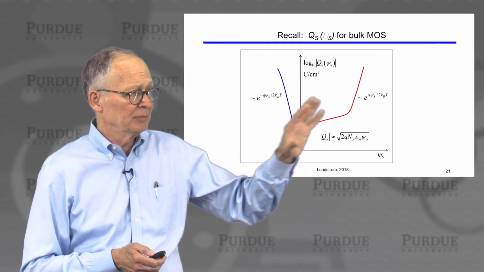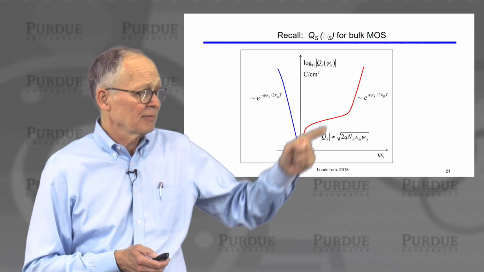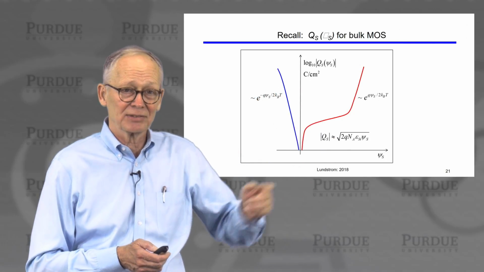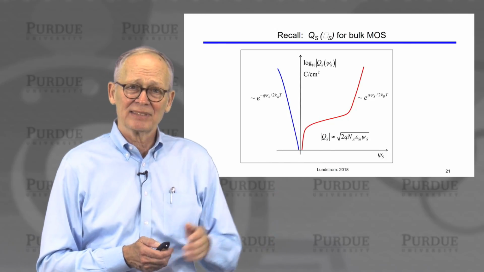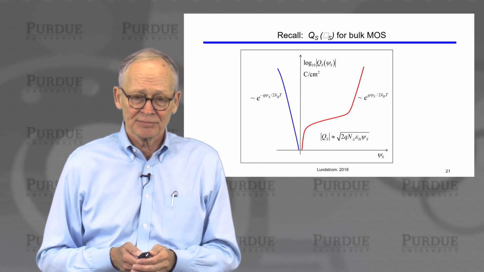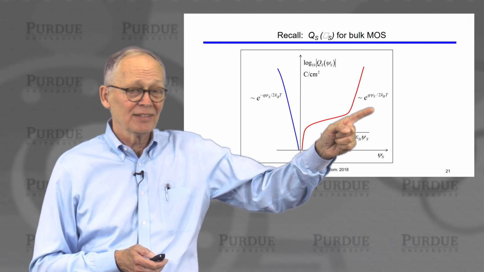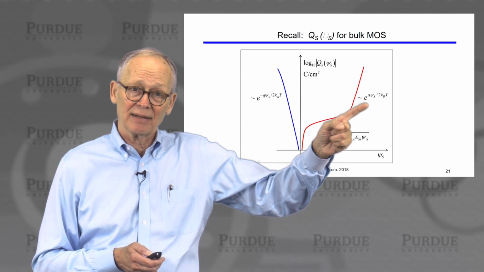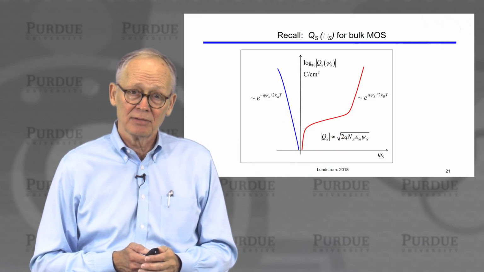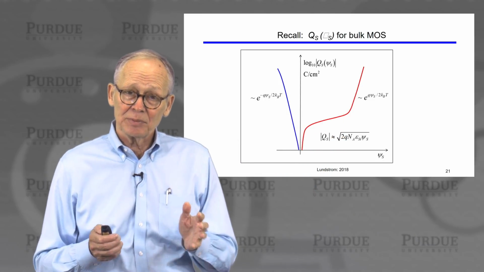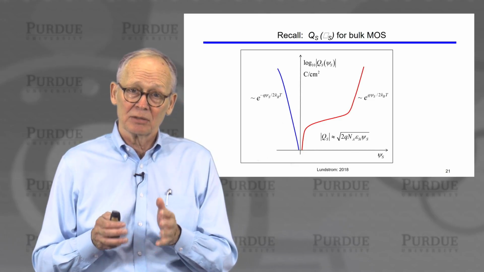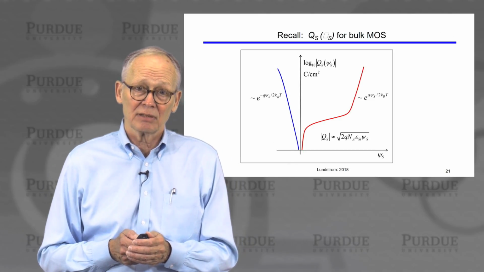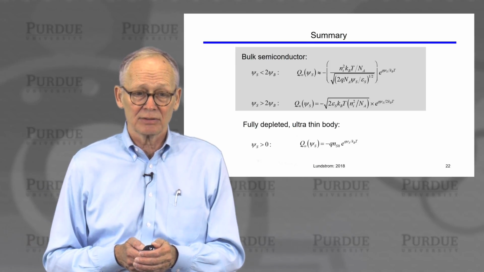So when we compare them to the previous calculations, we have the exponential characteristic in accumulation, we have the exponential characteristic in inversion, but we're missing the depletion charge. All right. Now, we've also noticed there is a different numerical factor. Above threshold, we had a factor of 2 in the denominator in the bulk case. That's because the width of the quantum well in the bulk case depends on the surface electric field. In the fully depleted ultra-thin body case, we don't have that factor of 2.